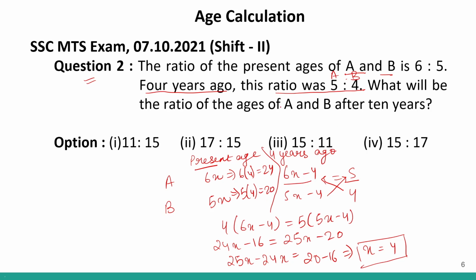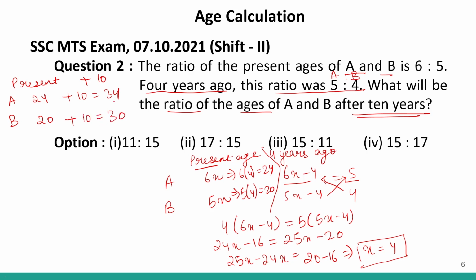Now, in the question, we have to find the ratio of their ages after 10 years. So, let me write it over here. If the present age of A and B is 24 and 20, what will be their age after 10 years? That means plus 10 years. So, it will be 24 plus 10, that is 34, and 20 plus 10, which is 30. So, the ratio will be 34 divided by 30, or 34 is to 30.